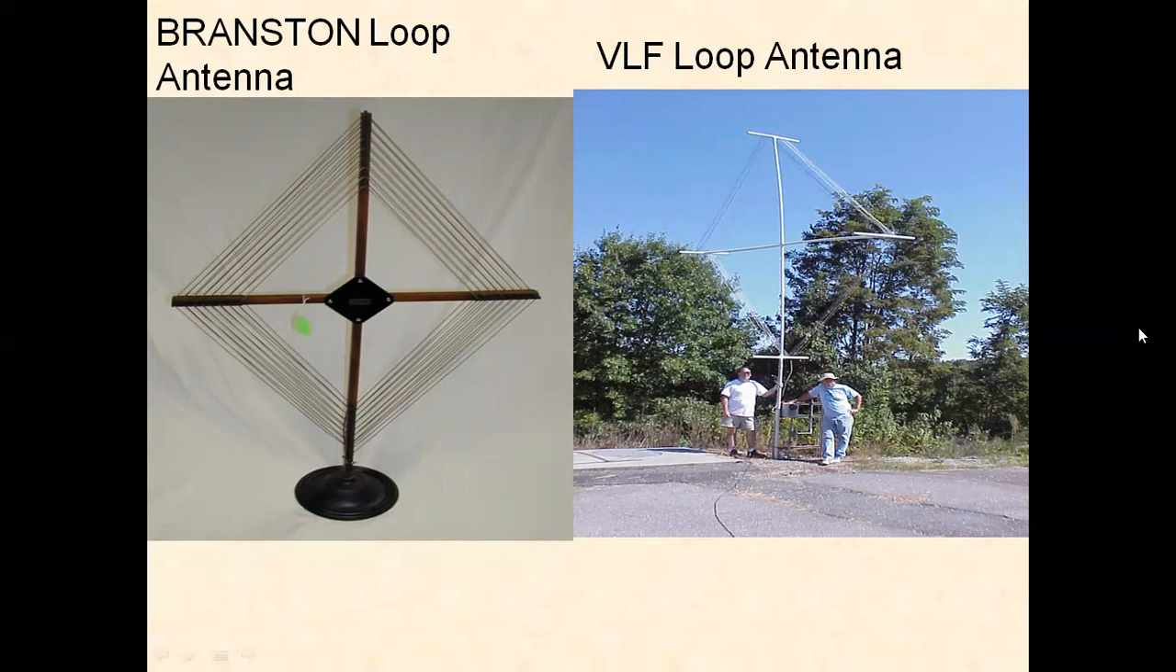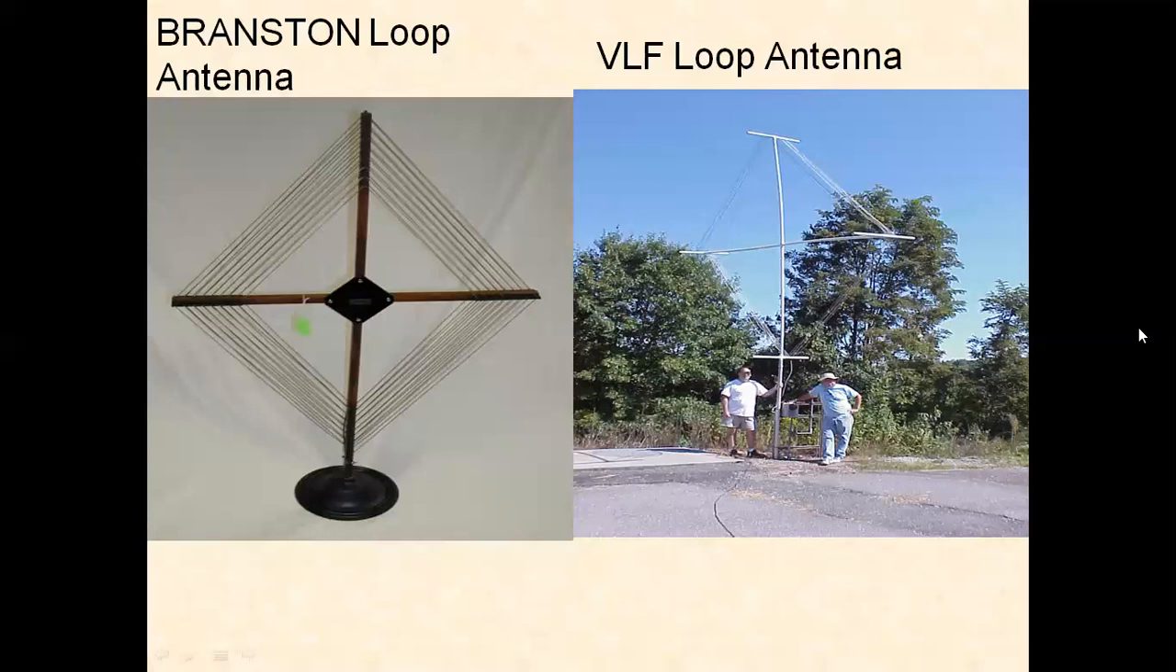Having tuned to the desired transmission, it is then necessary to rotate the loop until the received signal is minimum. The plane of the loop is now perpendicular to the direction of the radiation. When we get a minimum signal, the plane is perpendicular to the direction of the radiation.